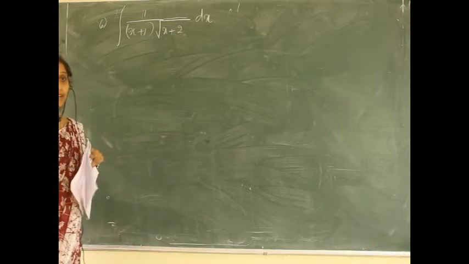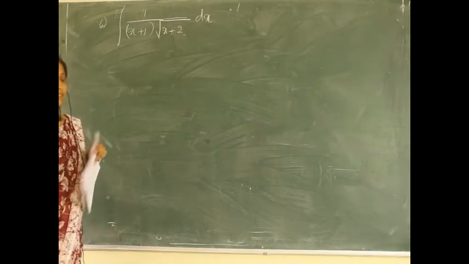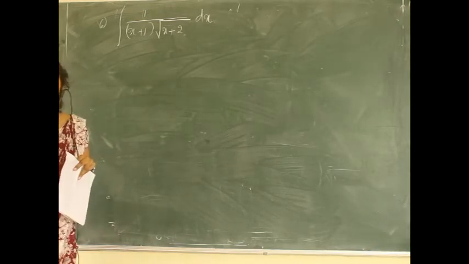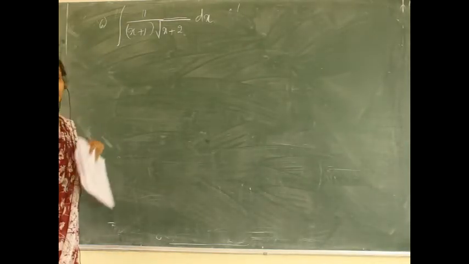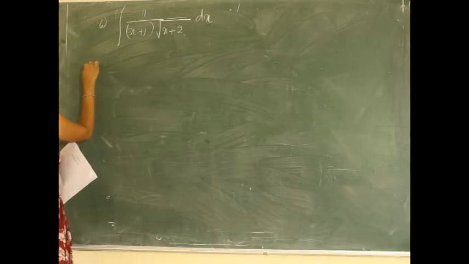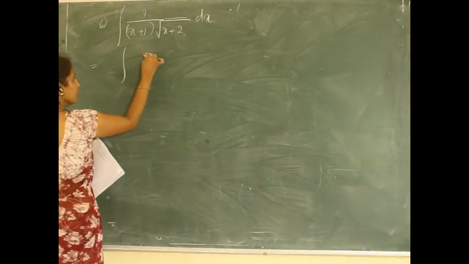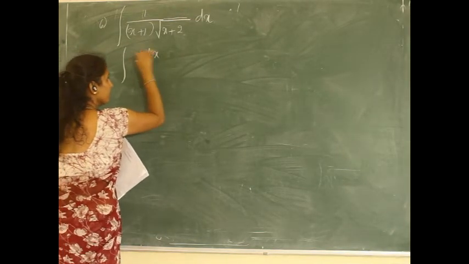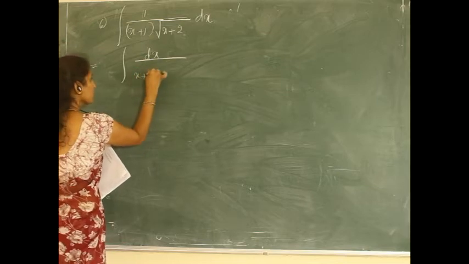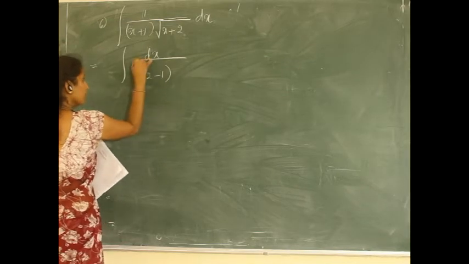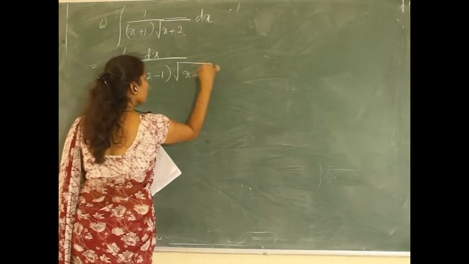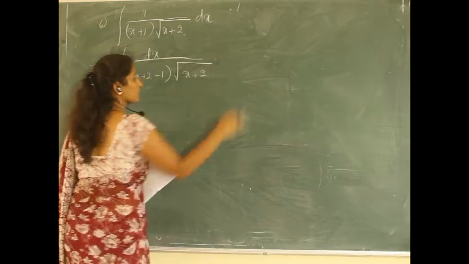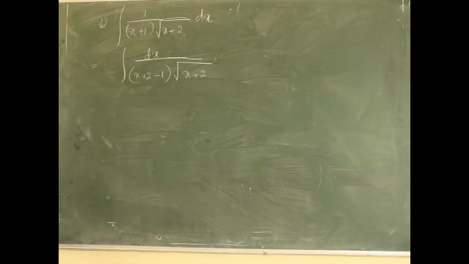To simplify this, if it is a substitution, there should be equal terms to substitute. So write x plus 1 in terms of x plus 2. So this will be the integral of dx divided by (x plus 2 minus 1) into root of x plus 2. After that, what do we have to do?